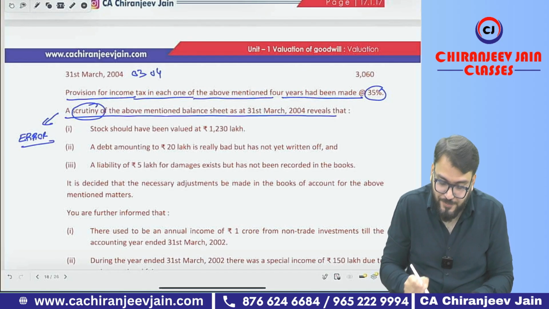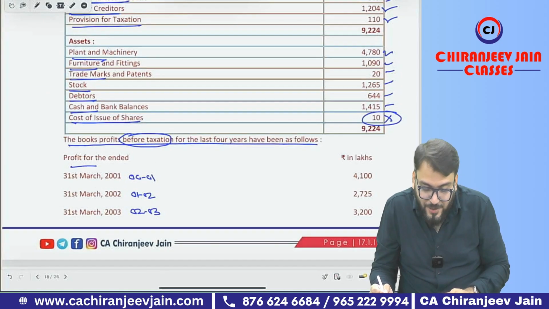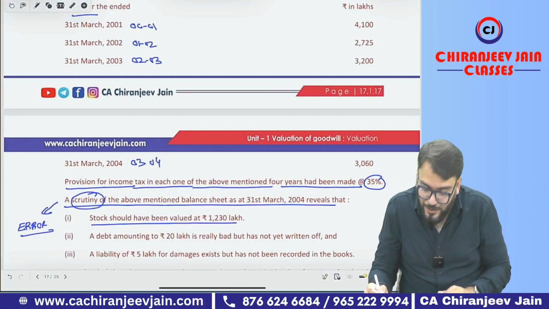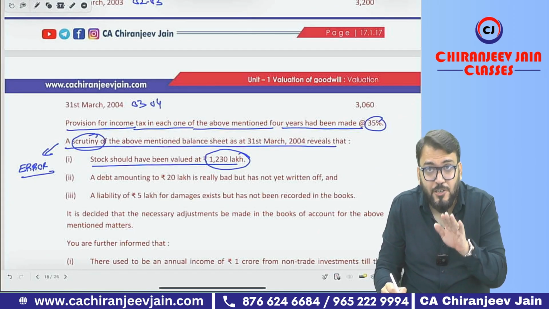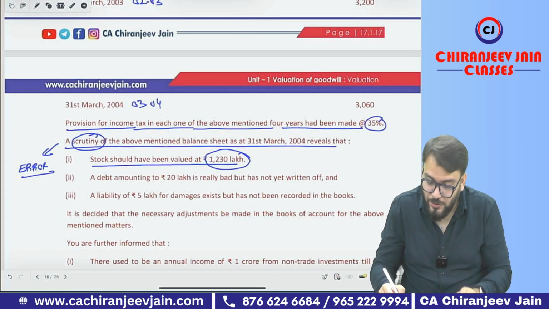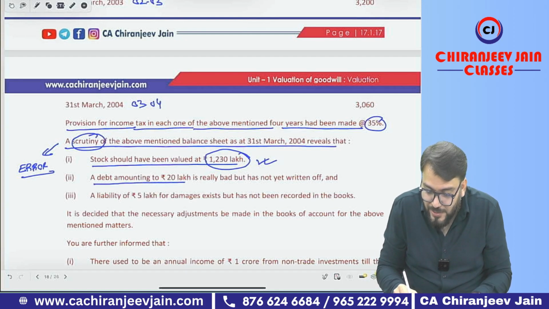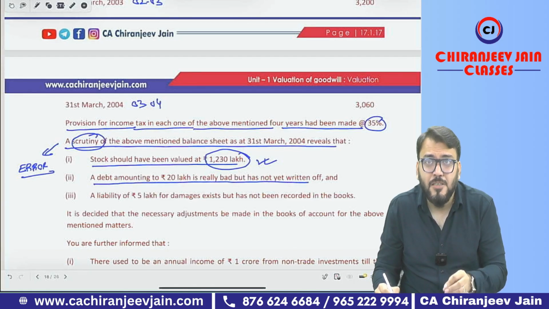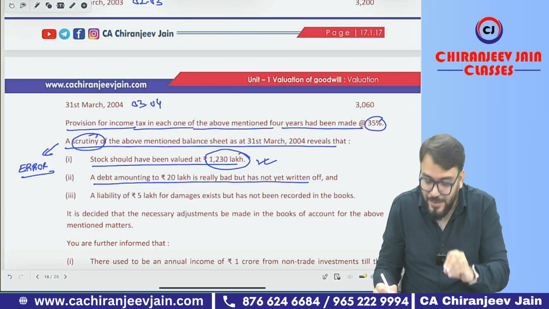We rectify the error. The stock should have been valued at 1230. What is the valuation? You can see they have done 1265 and we should value at 1230. It means we should reduce the stock. If you reduce the stock, your profit will also reduce. So this is one error that needs to be adjusted. Debt amounting to rupees 20 lakh is really bad but has not been written off. So bad debt: your debtors will reduce and you need to also charge it to the P&L account.